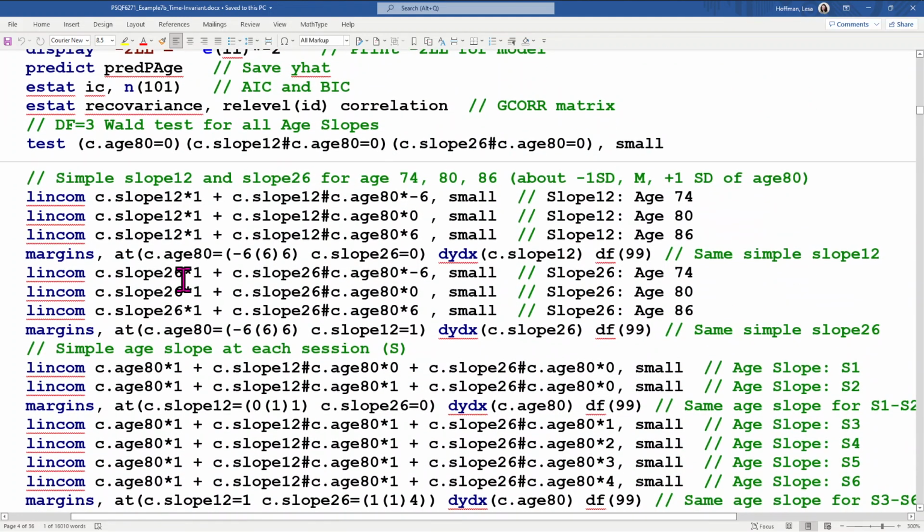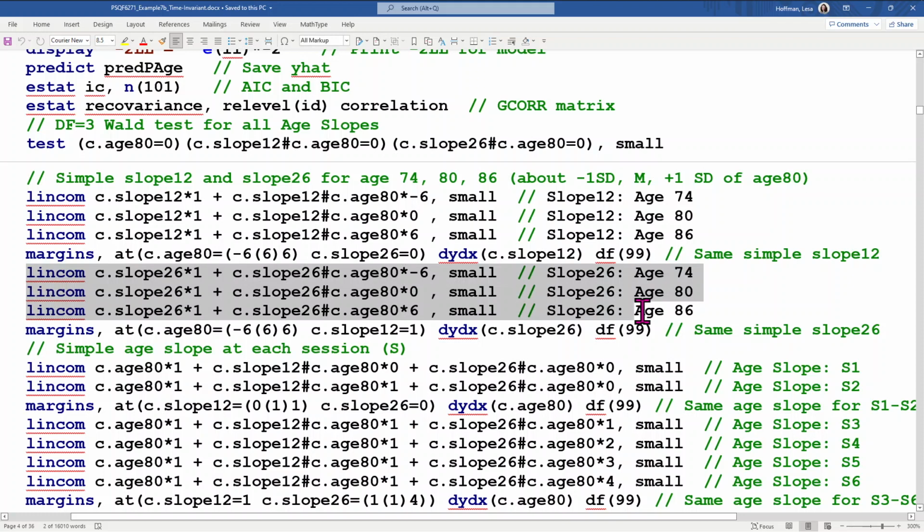I have lincom statements here for demonstration purposes of how one would ask for simple slope 1, 2s for any age, but those 3 lines can be done more efficiently with this single call to margins and the dydx command. So it's asking for the derivative of the function with respect to slope 1, 2, so you can get the different ages at which you want that slope. And it does require you to input something for denominator degrees of freedom because it doesn't have a small option. So I picked what it ended up being in the model output from SAS.